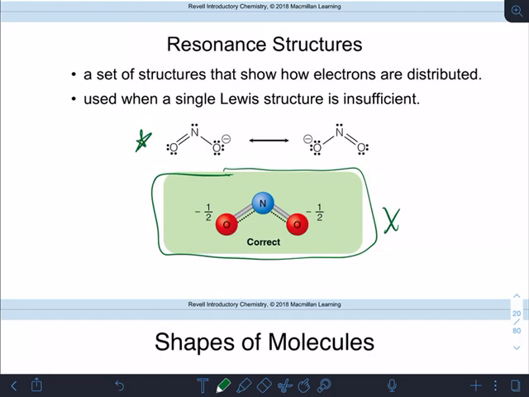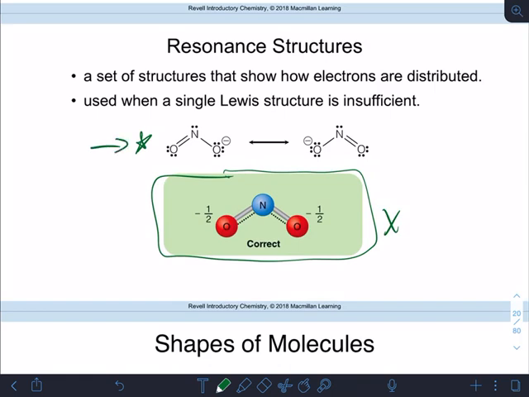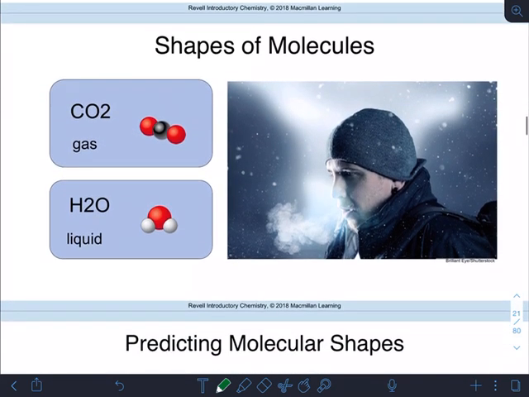Okay? But we only ever draw things this way. We never draw them this way. We talk about how that is, and we acknowledge that this is the reality, but when we're drawing Lewis structures, this is our preferred method. This one right here. So whenever there are multiple correct drawings that you can show, and usually it's when there's a double bond and you could put a double bond either left or right or top or bottom, that's when you have resonance structures.